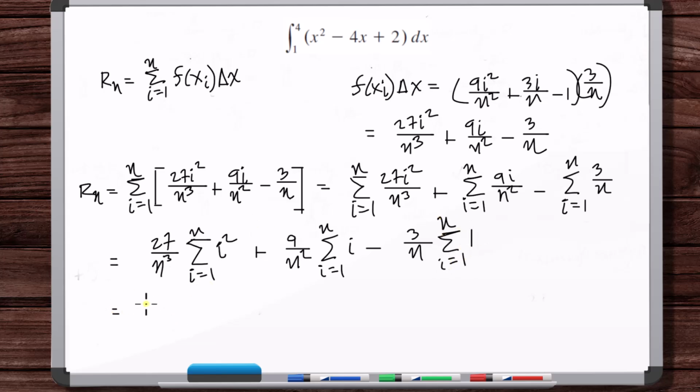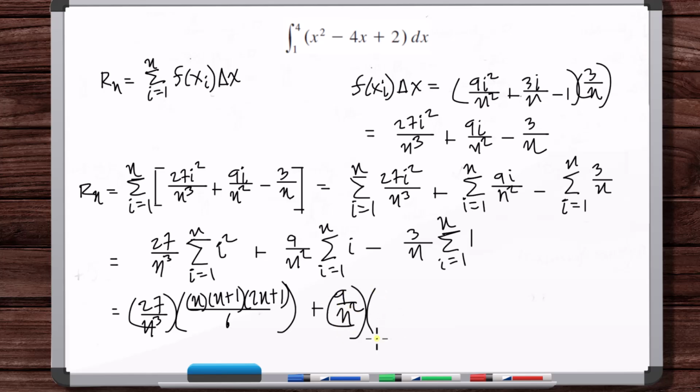Now the textbook gives us the sum from i equals 1 to n of i squared. This is n times n plus 1 times 2n plus 1, divided by 6. The sum from i equals 1 to n of just i is n times n plus 1 divided by 2. Now the sum from i equals 1 to n of just 1 is n.